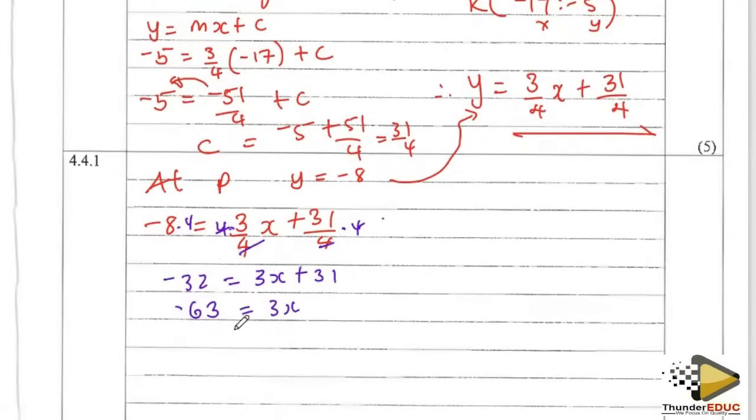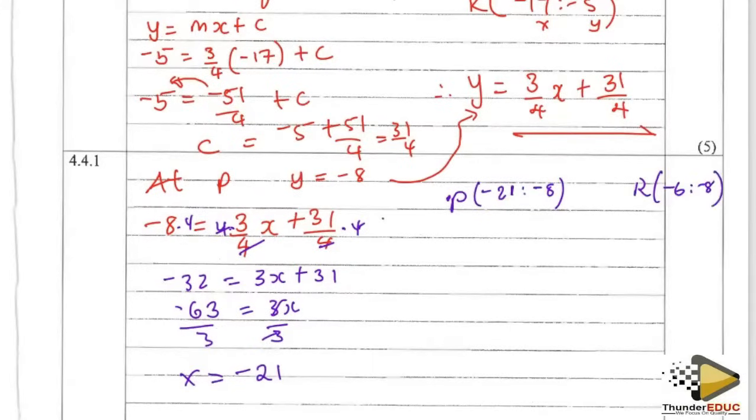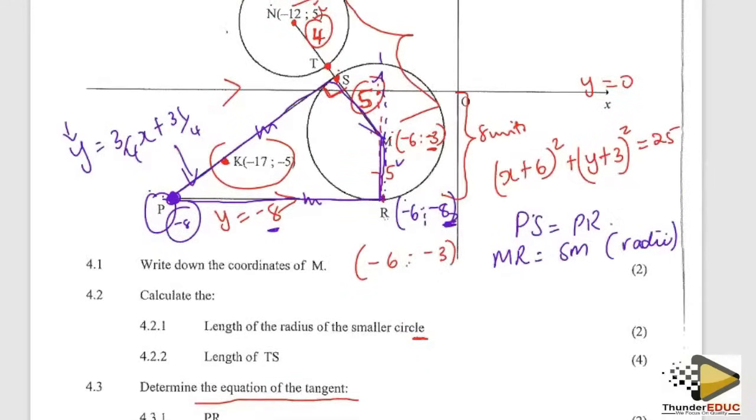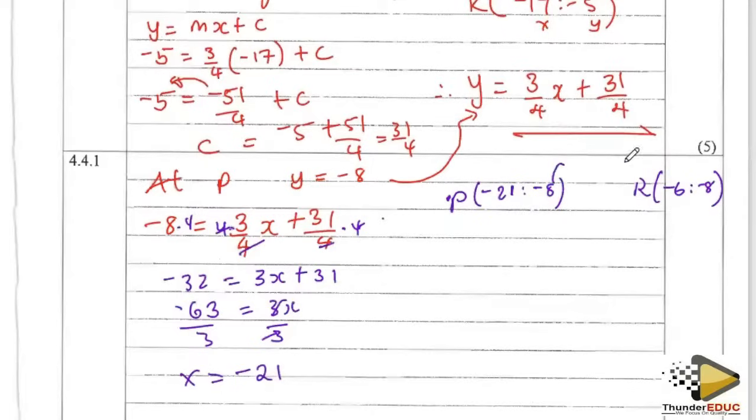And then I can divide both sides by 3. Okay, so which means my x is going to be negative 21. So the coordinates of P are negative 21, negative 8. The coordinates of R, remember we said negative 6 and negative 8. Then for us to get the distance between these two, since the Y values are the same, let's just focus on this. Get the bigger value, negative 6, minus the smaller value. When I do that, I'm getting 15.